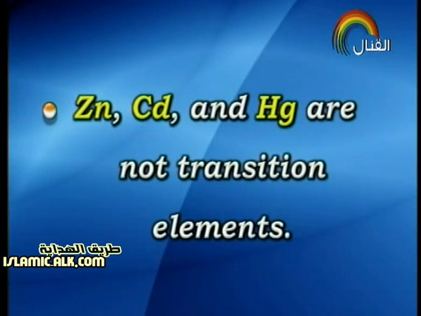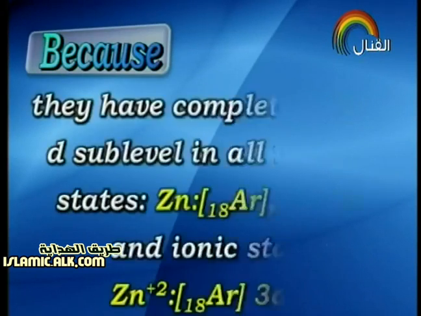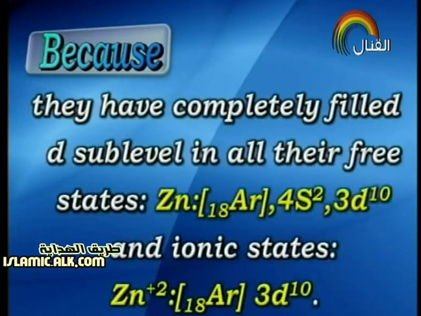The next point, as shown on the screen, zinc, cadmium, and mercury are not transition elements. The reason for that is because they have a completely filled d sublevel in both their free states and ionic states, where zinc in the atomic state has the configuration argon 18 4s2 3d10, while in the oxidation state positive 2 it has the configuration argon 18 4s0 3d10, so the 3d sublevel is completely filled in both cases.